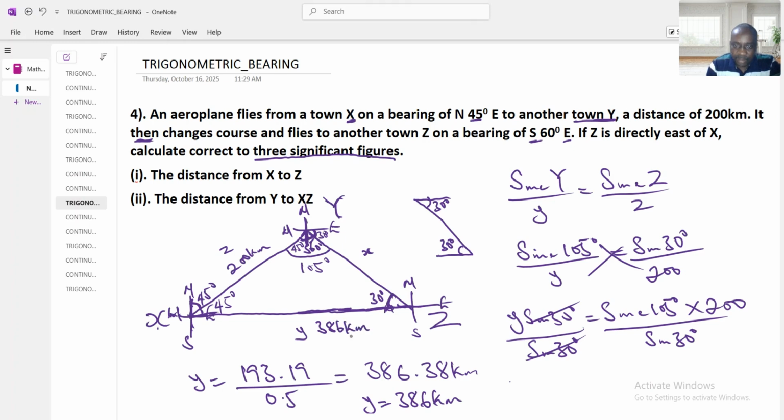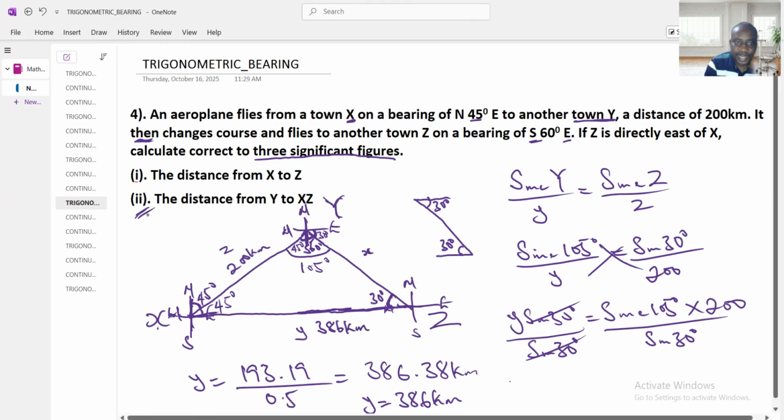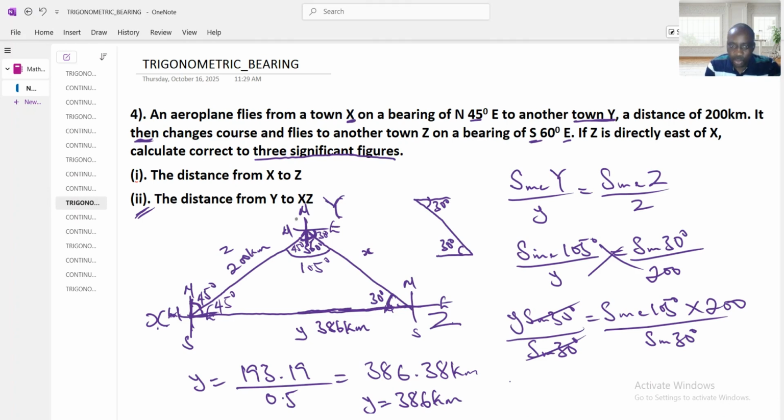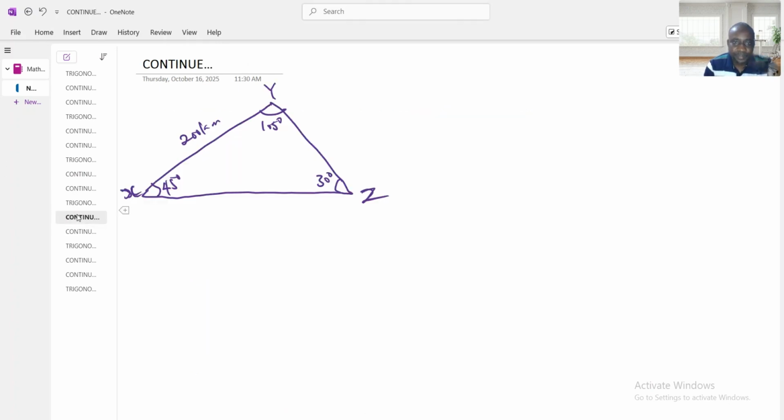386 kilometers. The next question, question 2, says the distance from Y to XZ. The distance between Y and XZ becomes 1. It means where it intersects XY, that is the distance. Let's go to the next page to continue from there. Something like this, we have the Y. Just form this one. This is what the question is asking us: the distance between Y and XZ. The XZ is the line that joins them together.